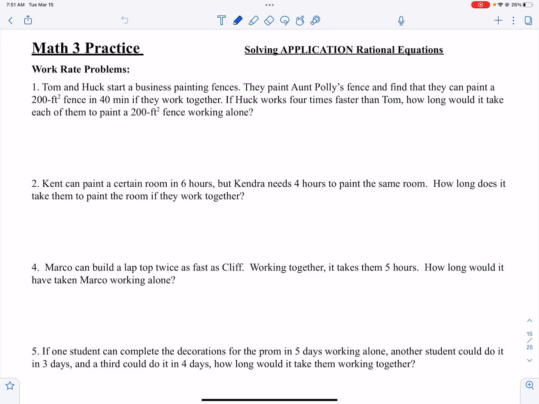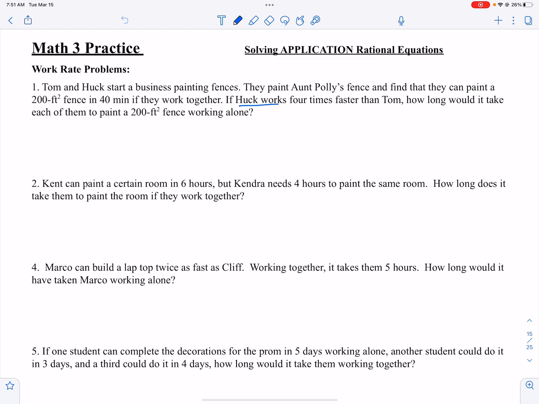Let's take a look at solving applications of rational equations. So on this page, I see number 1 says Tom and Huck start a business painting fences. They paint Aunt Polly's fence and find that they can paint a 200 square foot fence in 40 minutes if they work together. If Huck works 4 times faster than Tom, how long would it take each of them to paint a 200 square foot fence working alone?